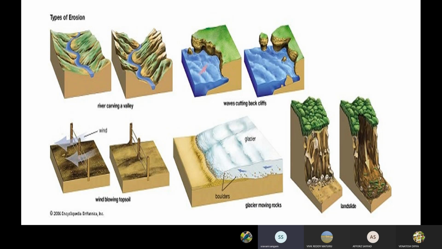Next one is landslides. Here this is the normal one, and this is the eroded one. Here we can observe that the erosion part is this one. Due to some natural forces, this land may be eroded.